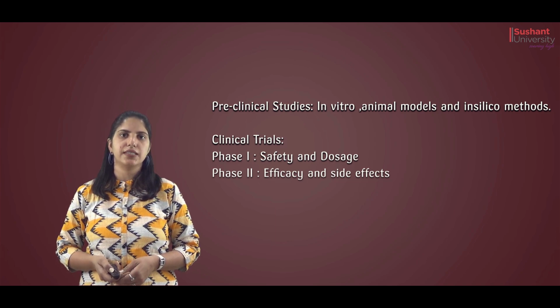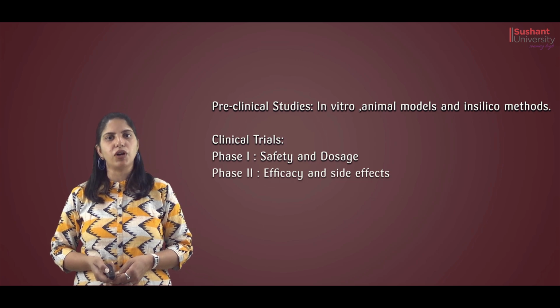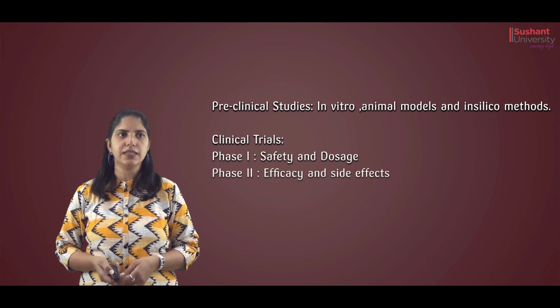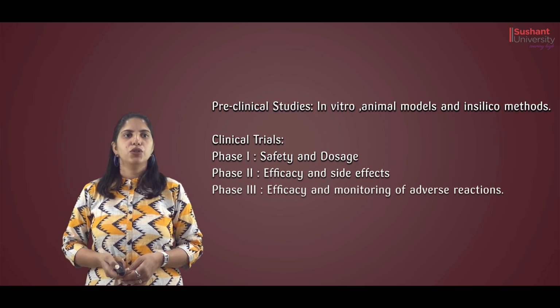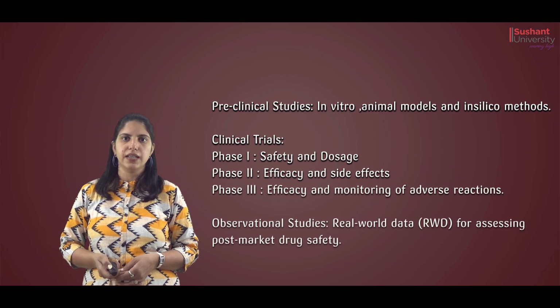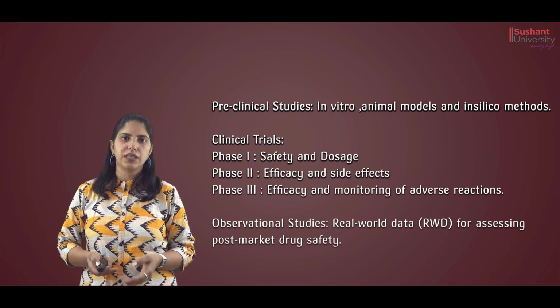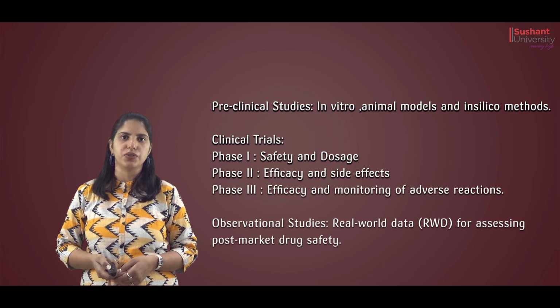Phase 2 studies are generally for the efficacy, to check the efficacy and side effect of the drug. So about 100 to 300 human volunteers are there in phase 2 studies. In phase 3 studies, the study generally aims to look for the efficacy and monitoring of the adverse reactions of the drugs, and it is generally over a large number of human volunteers, about 3,000.